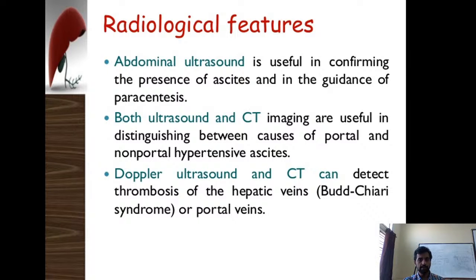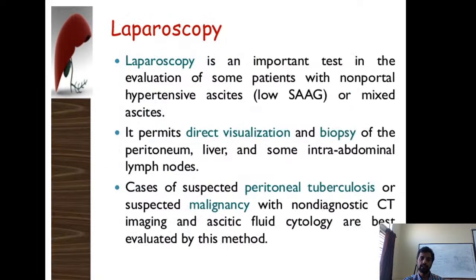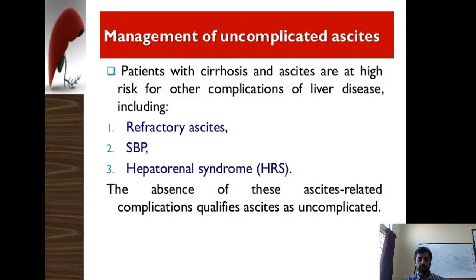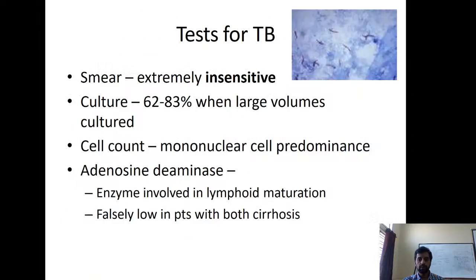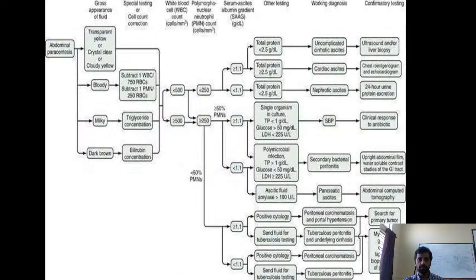So you can do an ultrasound, you can do a CT. By these, you can differentiate the cause of your portal hypertension. And you can do a Doppler ultrasound to find out if there is obstruction of your hepatic vein and hence of blood flow within the hepatic vein, that is Budd-Chiari syndrome. So we'll talk about different causes and complications.